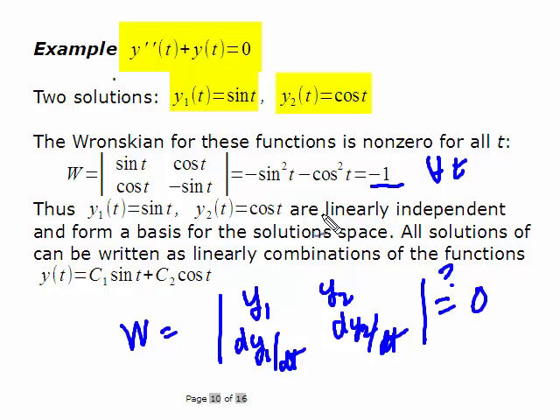All solutions can be written as linear combinations of these functions. So once you find these two, you can find all the solutions. Now, all of these combinations and these functions, they all solve the differential equation, but they don't all solve the same initial value problem. The values for C1 and C2 are calculated depending on those initial conditions. So these combinations solve the equation in general, but they do not solve each initial value problem.